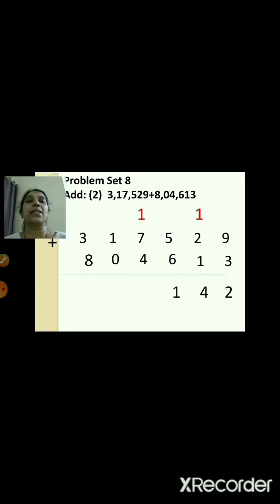So 1 plus 7 is 8. 8 plus 4 is 12. So 2 will come in the thousands place and 1 will be carried over in the 10,000s place. So 1 plus 1 is 2. And in your lakhs place, 8 plus 3 is 11. So 1 will come in the lakhs place and the other one will be carried forward in the 10 lakhs place. And so your 10 lakhs place again it will be 1.